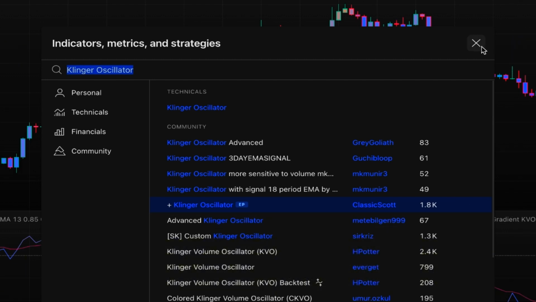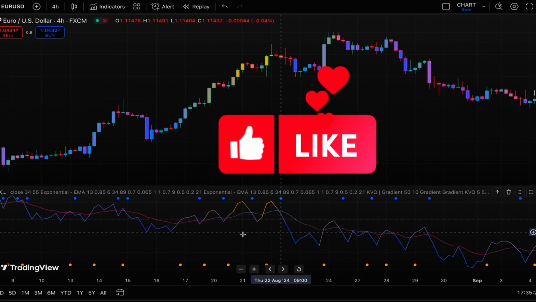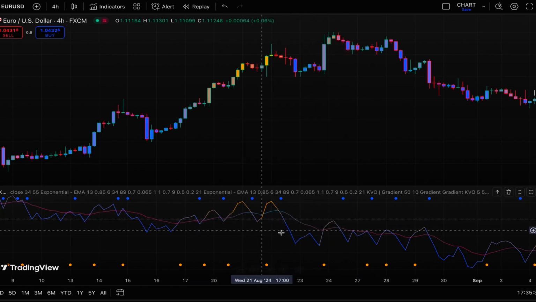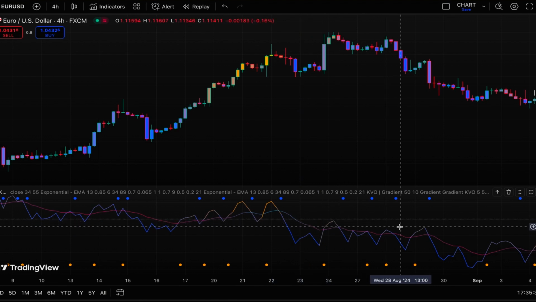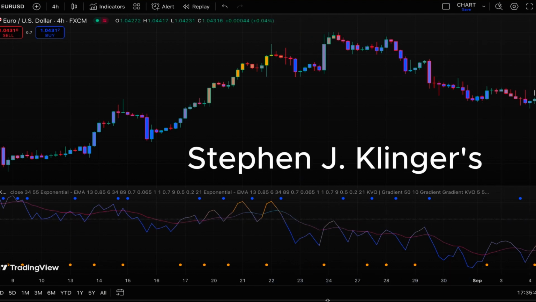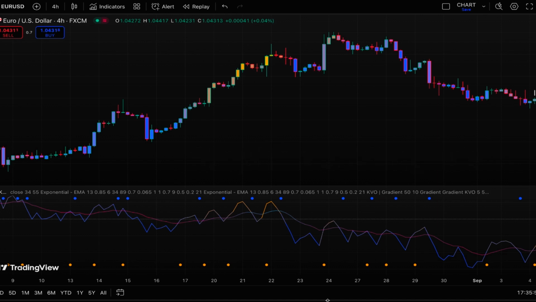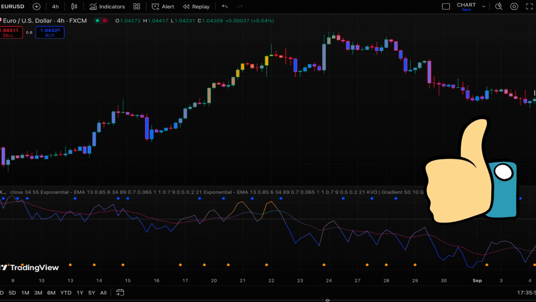Alright, this is the indicator, and as you can see, it's added here below the chart in the form of an oscillator where these two lines are oscillating above and below the center line, which is set at 0. This indicator was developed by Stephen J. Klinger, who is a famous trader and author in technical analysis. This indicator is built based on two exponential moving averages, and volume also plays a role in this indicator for confirmation of the price movement.